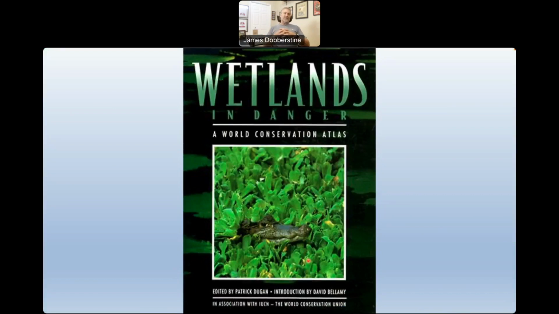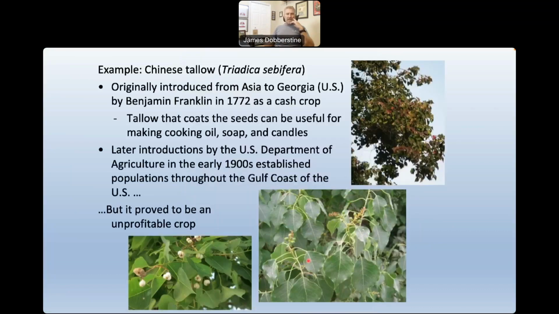Okay, so looking at this book, Wetlands in Danger. What's the hazard that you see in that picture? Well, I know the alligator looks problematic, right? But actually, the bigger hazard here is from the Salvinia, the water lettuce that is surrounding that alligator. It shares a lot of the same characteristics as the water hyacinth.